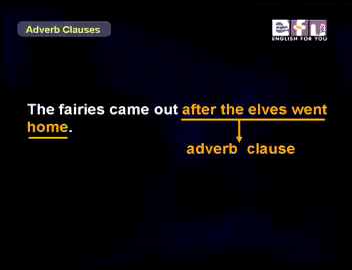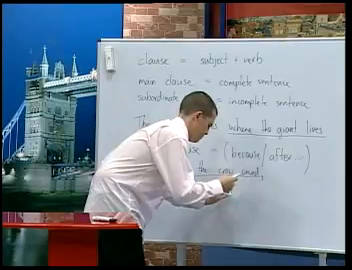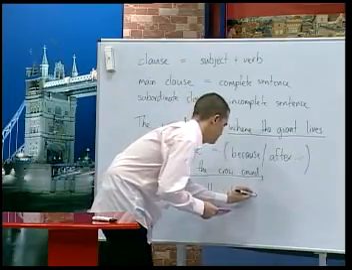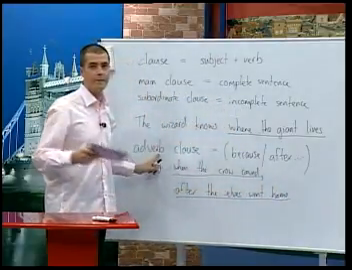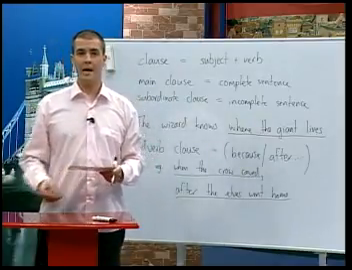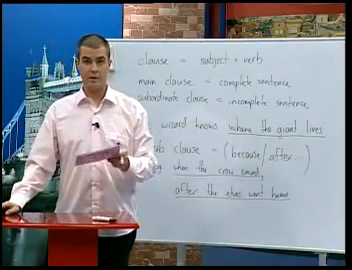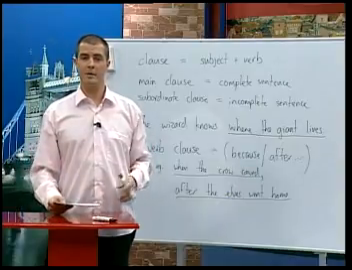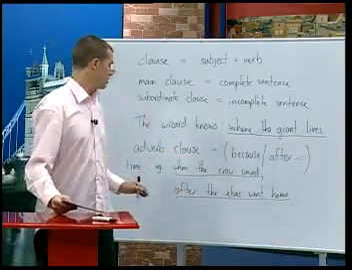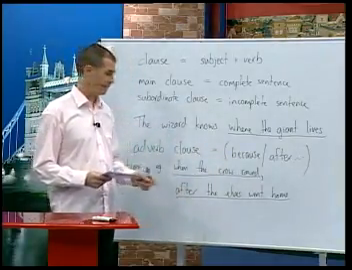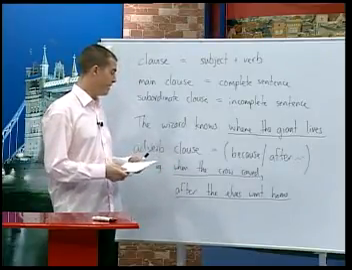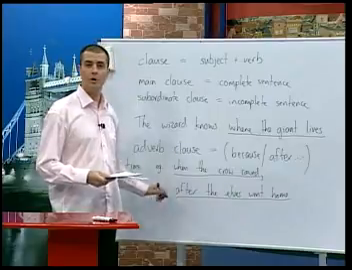Okay, in the second sentence, after the elves went home, is the adverb clause. This is our adverb clause. It begins with the word after. It's a dependent clause, so it's not a complete sentence. But this one comes after the main clause, so there's no comma. When the crow cawed, comma, the giant woke up. And the second one is the fairies came out after the elves went home, so no comma.